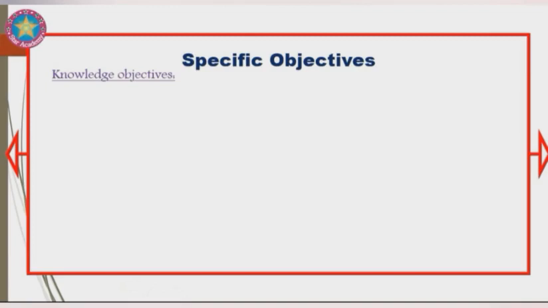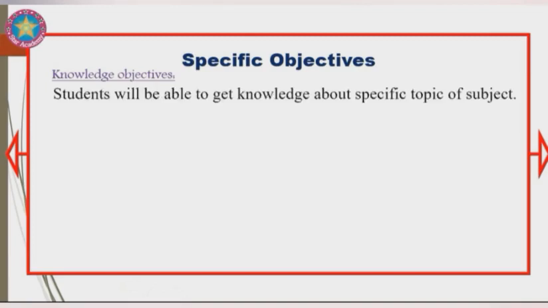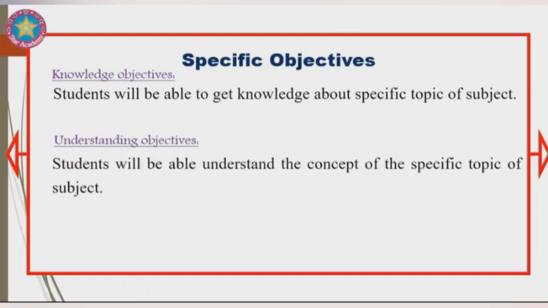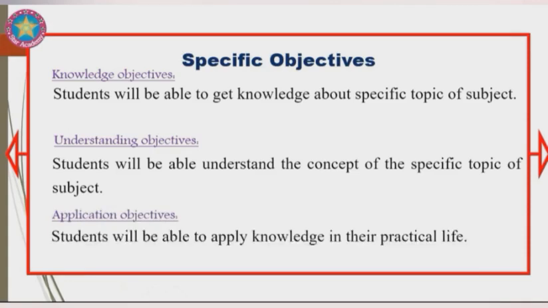Number one, knowledge objectives. Students will be able to get knowledge about a specific topic of a subject. Number two, understanding objectives. Students will be able to understand the concept of the specific topic of a subject. Number three is application objective. Students will be able to apply knowledge in their practical life.